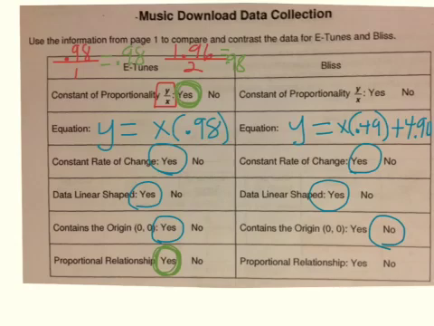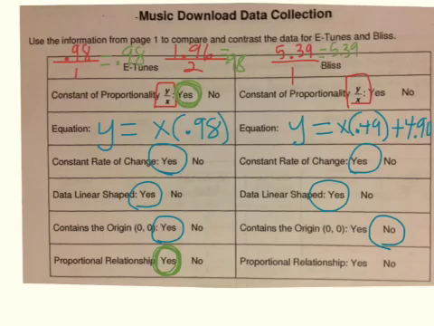Now we're going to check the same thing for Bliss. Again, right beside the words constant of proportionality, it says you should just be able to do y divided by x. Every single row in your table, you have to get the same answer in order to say yes. So I'm going to test that out. For the Bliss table, the cost, or the y, for the first month was $5.39, and the number of songs is 1. If I divide $5.39 by 1, I get $5.39.